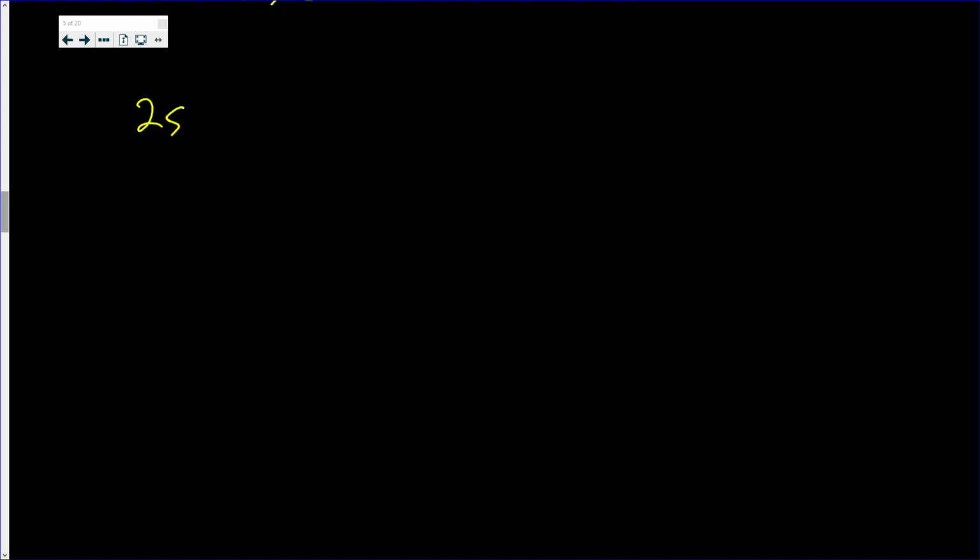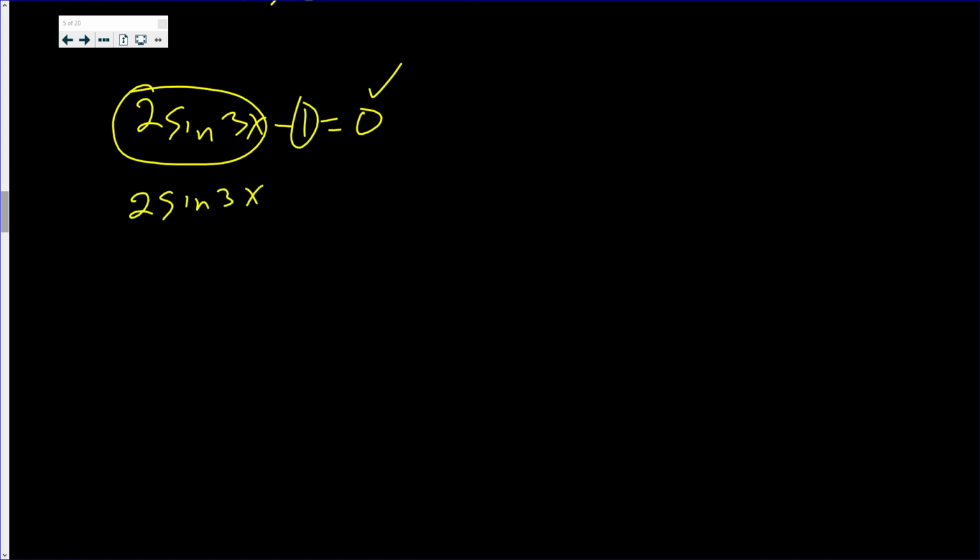Suppose you have 2 sine 3x minus 1 is 0. Like I said before, if you subtract two things and you get 0, immediately write down the two things and put two horizontal lines in between them. They're equal. So sine 3x must be a half. 2 times a half gives me 1. Okay. So now, what can 3x equal?